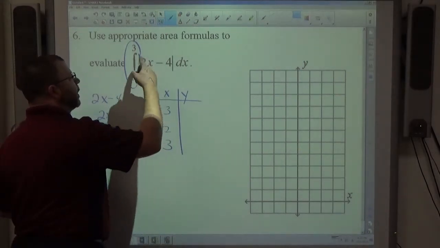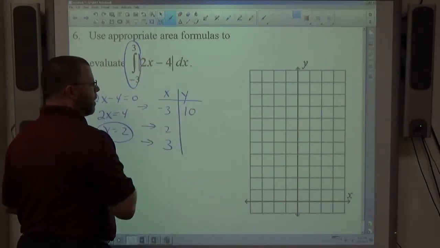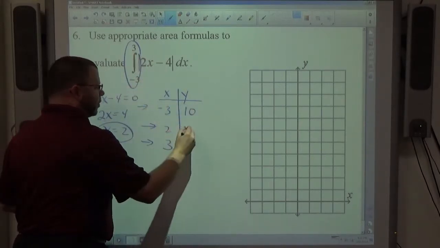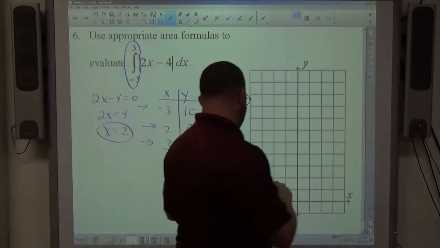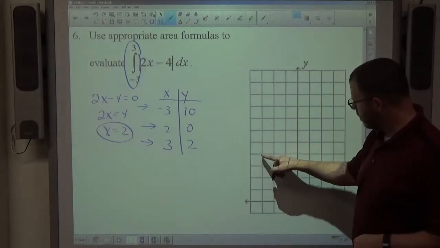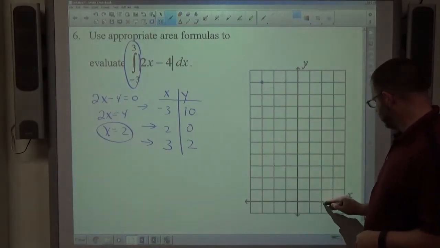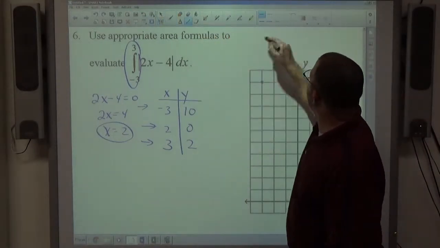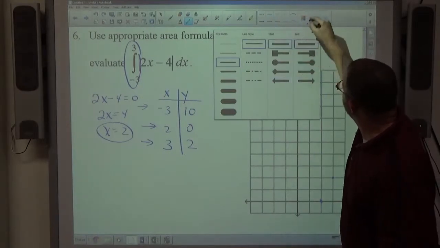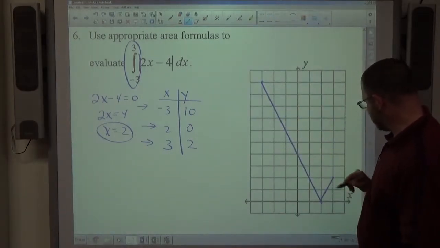So if I put negative 3 in, I'm going to get negative 6 minus 4, which is negative 10. The absolute value bars make it positive. 4 minus 4 is 0. 6 minus 4 is 2, make it positive. So negative 3, 10; 2, 0; and 3, 2 are all points on this graph. And then we just connect those dots with nice little line segments here. So from here to here and then back up again.